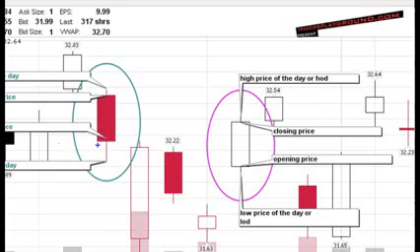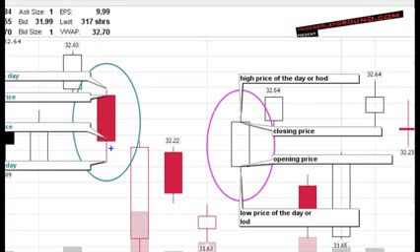Now we're going to look over at the green circle. The red candle means the price of the stock fell for the day. So the closing price for the day has to be lower than the opening price for that day for this to happen. So the high of the day and the low of the day are the same as in the white candle, but the body is filled in red. So the close was lower than the open for that day.